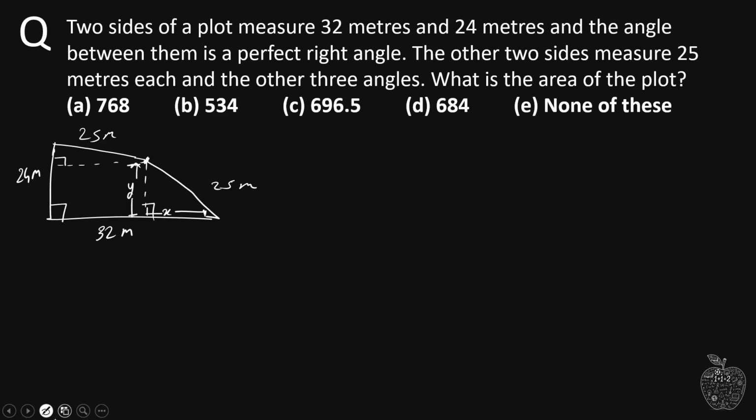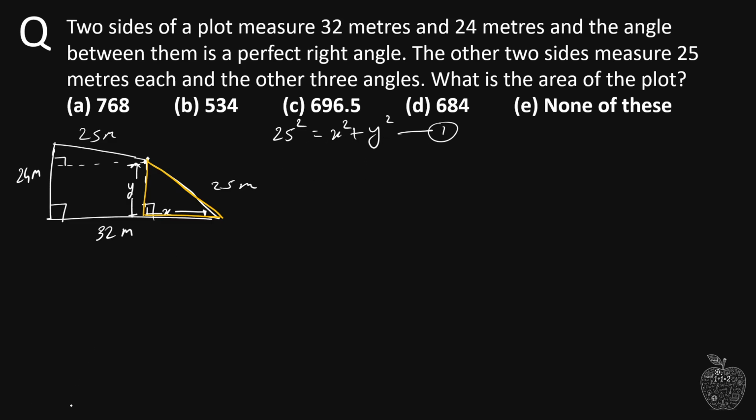Now first of all, focus on this triangle here. This is a right angle triangle, and in this right angle triangle, we will use the Pythagoras theorem. What does the Pythagoras theorem say? It says that hypotenuse square is equal to one side square plus the other side square. So what do we get here? We get 25 square is equal to one side square, which is x square, plus the other side square, which is y square. Let's call this equation 1. So 25 square is equal to x square plus y square.